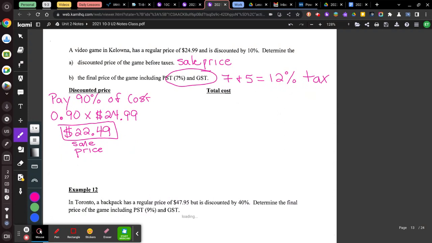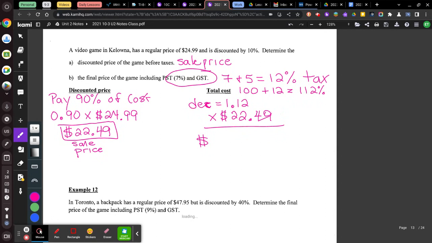So if I want to add the tax into the final number, you have to multiply by 100% plus 12%. So this is going to be 100 plus 12 equals 112%. And now you divide that by 100. So now your decimal becomes 1.12, and you're timesing that by the money, $22.49. And when I multiply those together, my total cost is going to end up being $25.19.